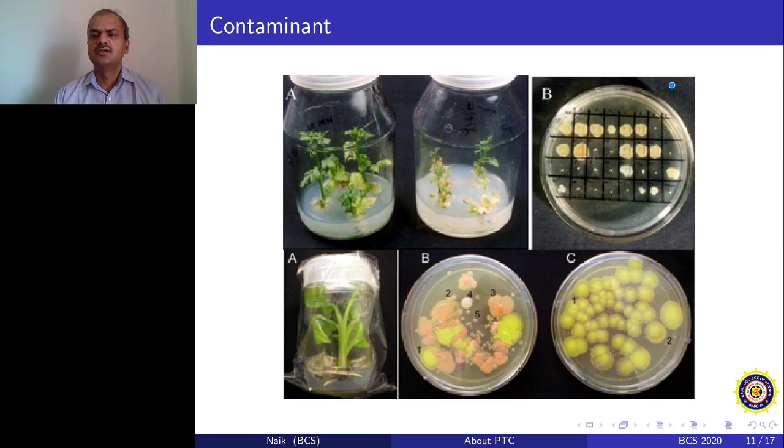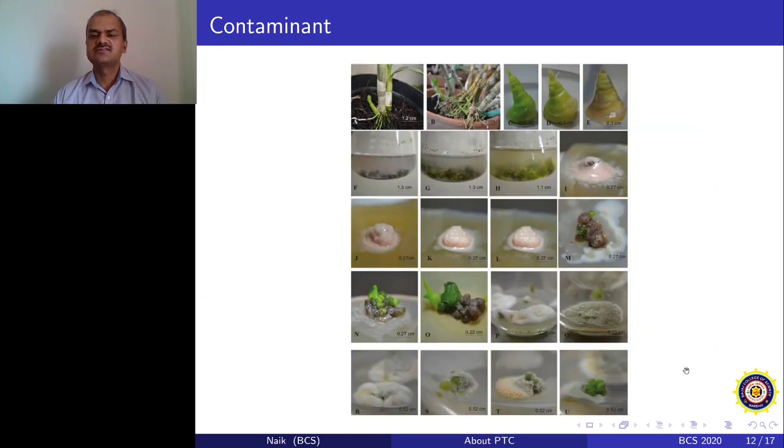Okay, so this is a plate showing a bacterial contamination. Then this is a plate showing a fungal contamination, fungal plus bacterial. This is all fungal, this is all bacterial contamination. But you can see that along with the fungal, you can see the bacterial, and along with the bacterial, you can see the fungal contamination. And because of that, you can see the situation of that particular explant.